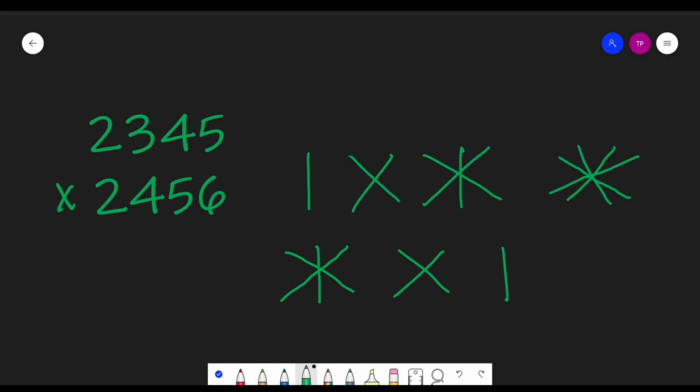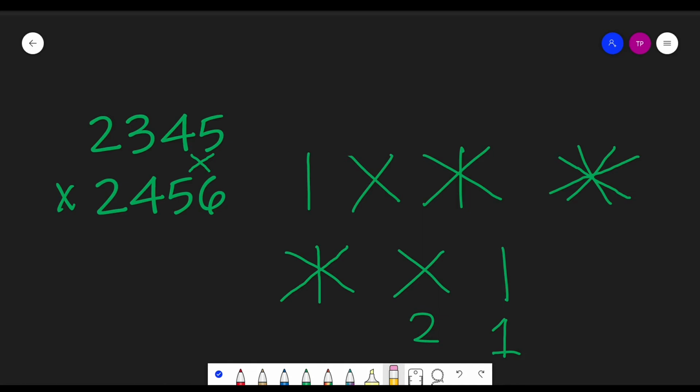So right now I'm going to be explaining each step clearly. So let's get started. This is the first step. For the first step, it's going to be 5 times 6. Then for the second step, you have to erase this mark, and then we're going to do the 4 times 6 and 5 times 5.